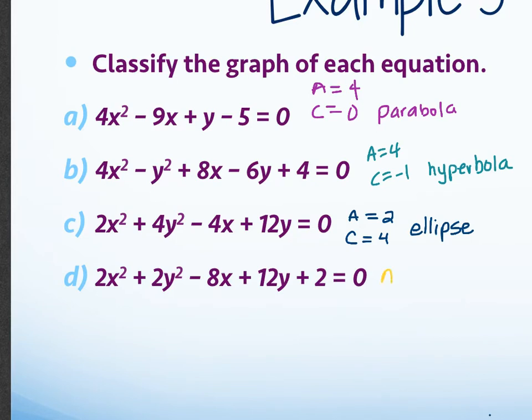And then the last one, A is 2, C is 2, which makes this what? A circle. So be careful because it's positive. People will write positive and put ellipse. But if they're the same, it's a circle. Easy stuff, right? Questions?